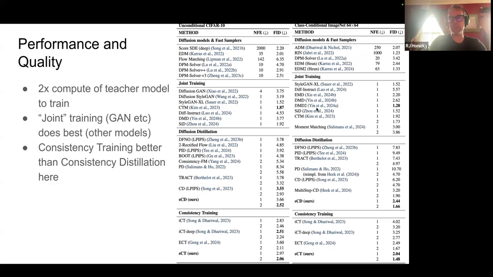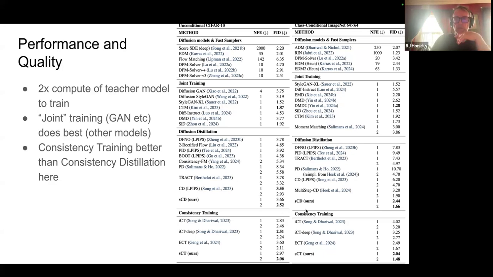So the GANs tend to be winning on these benchmarks. And so my belief is that the reason why people don't use them is because they're hard to train, and they have mode seeking behavior, meaning it's hard to get any diversity and hard to control them. But for these benchmarks, they do the best.